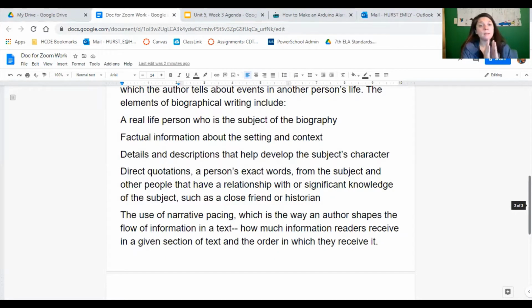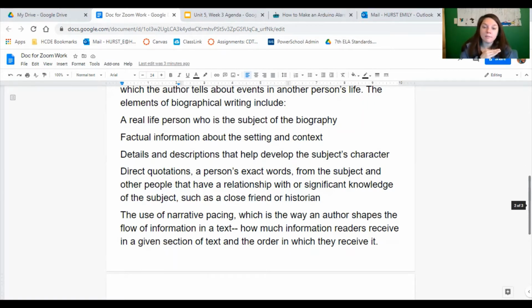So the elements of a biography are, it has to be about a real life person who is the subject of the biography. In this case, it's about William Kamkwamba. It has to have factual information about the setting and the context, which this text has a lot of. It needs to have details and descriptions that help develop the subject's character so we can see who they are as a person. It's going to have direct quotations or a person's exact words. It could be the subject who does this, so we could get quotes from William Kamkwamba, or it could be other people that have a relationship with or significant knowledge of the subject. So it could be a family member, a close friend, or an expert, a historian, a scientist, something like that.